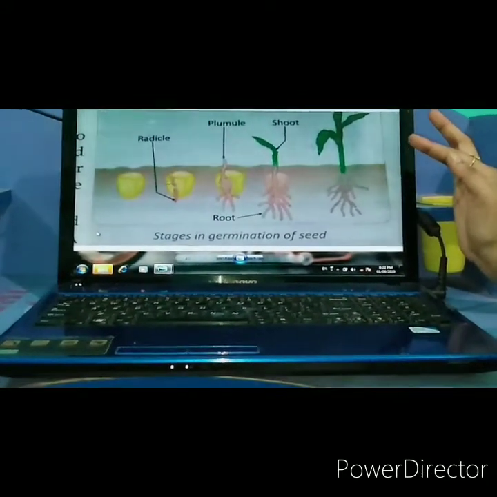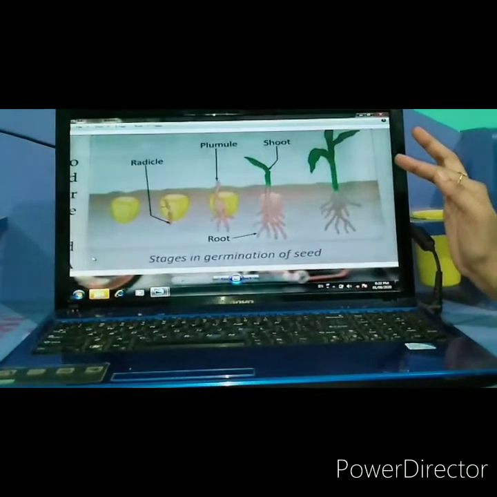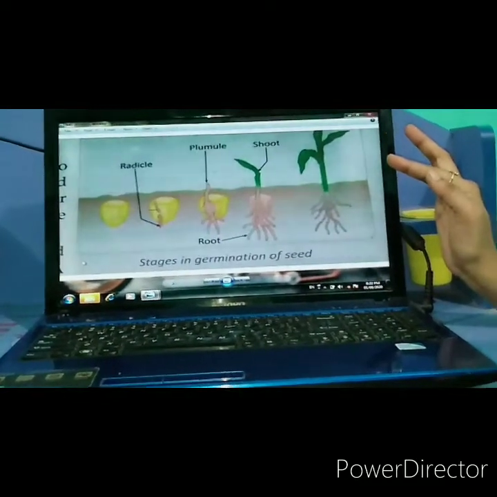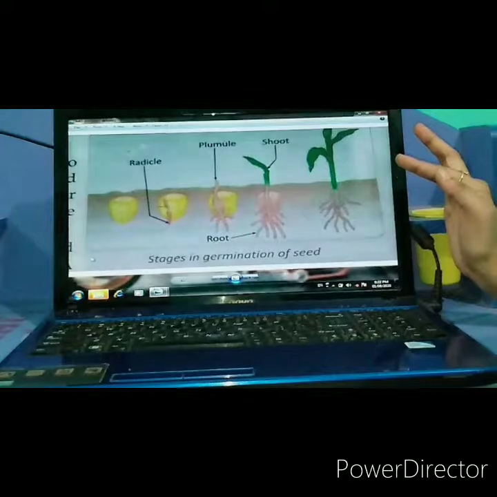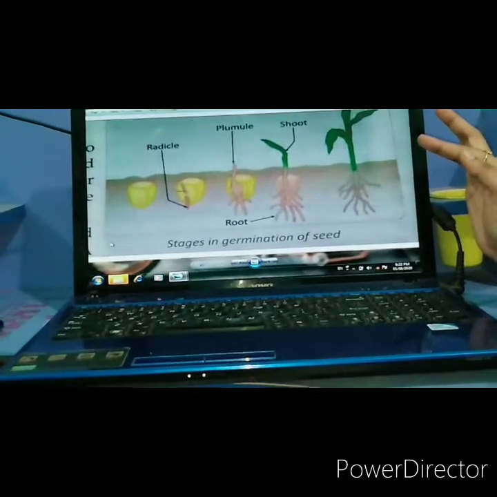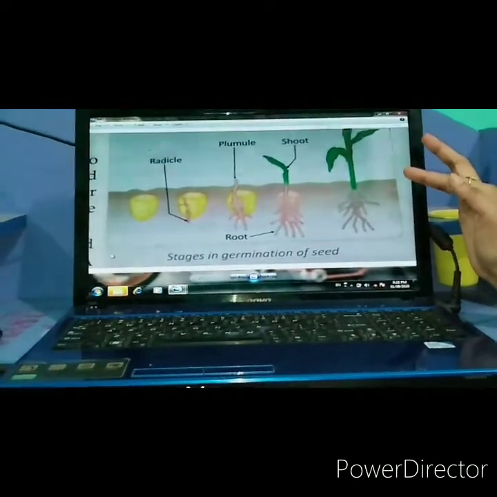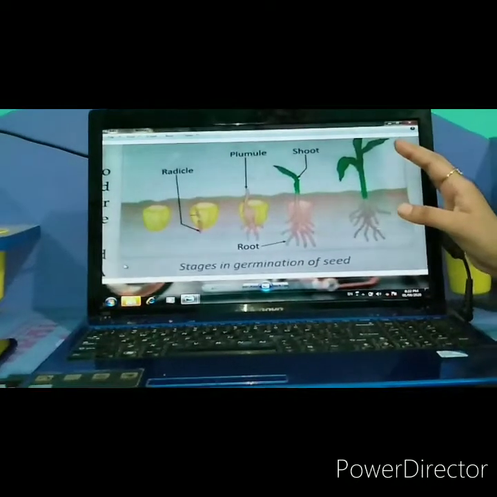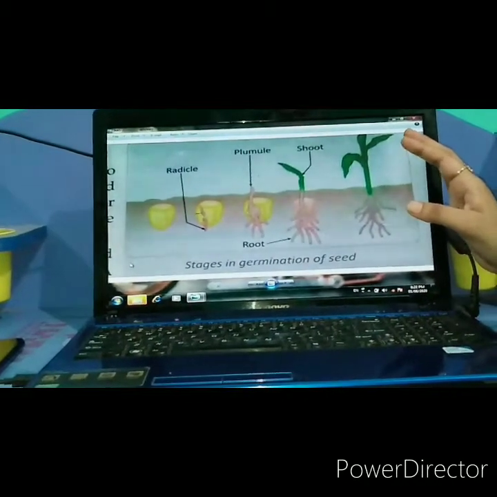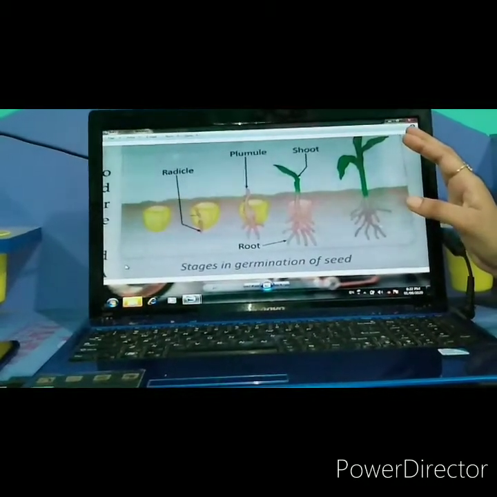Now, what are the most important things required for germination of a seed? Water, air and sunlight. These three things are required for germination of a seed.